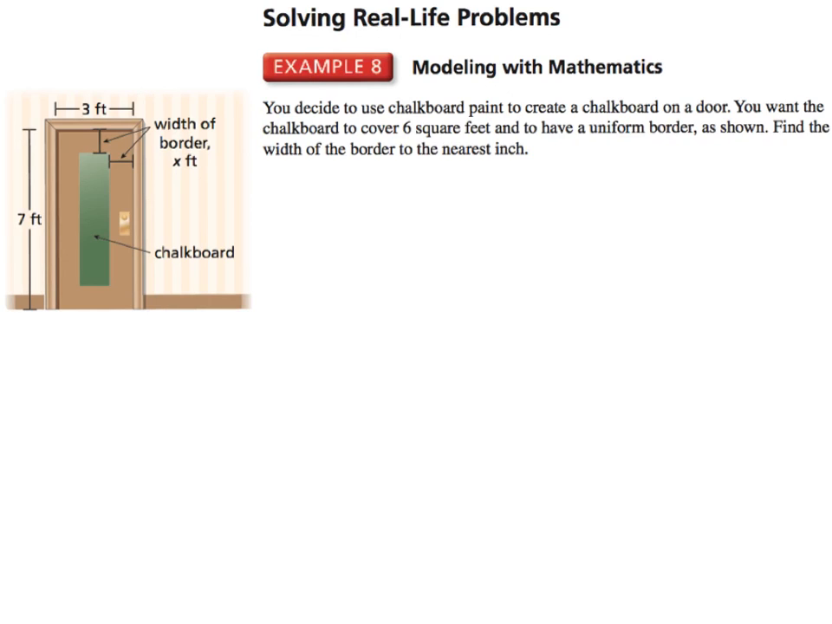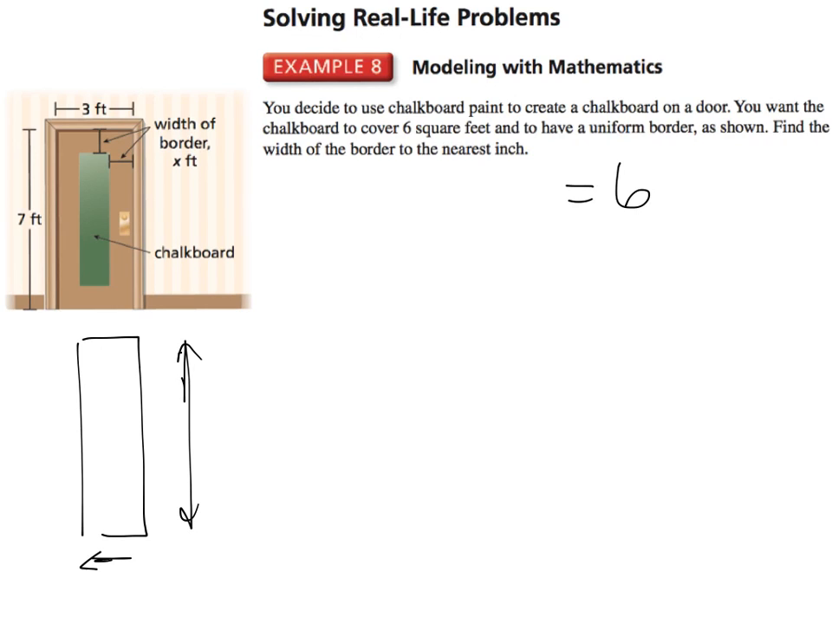Well, what you have to do, now I'm hoping you get this, is figure out what times what, base times height, gives you 6 square feet. I know that the chalkboard's base times height is 6. But I now have to figure out what that base is. Because both sides are x, the entire thing is 3. So I would have to take the base, which is 3 minus 2x, multiplied by the height, which is 7 minus 2x, because I'm subtracting the top and bottom, which is x. We have 2 of them, so 7 minus 2x.